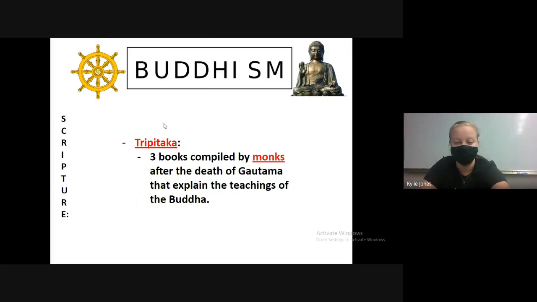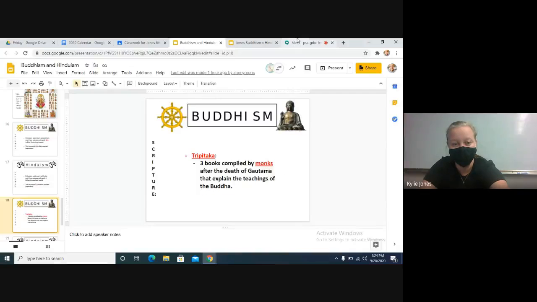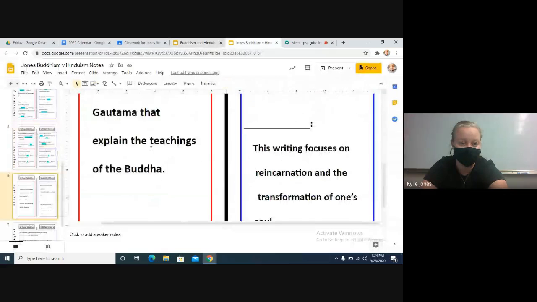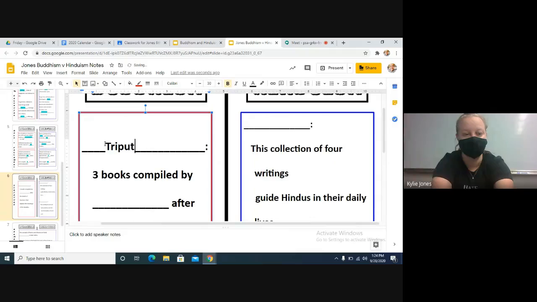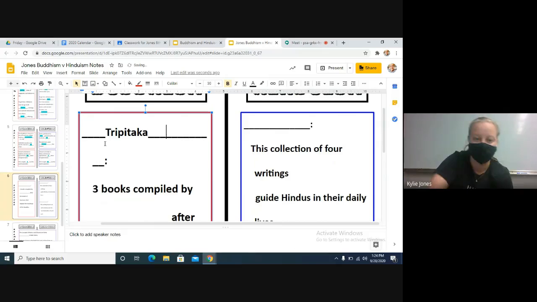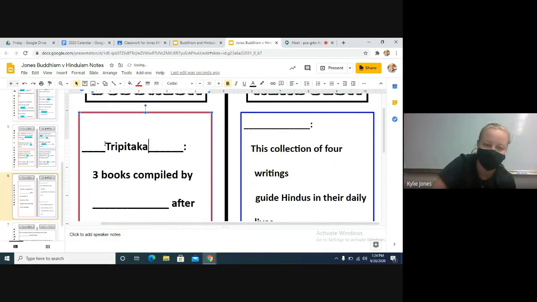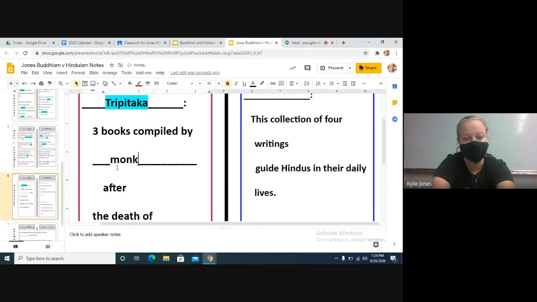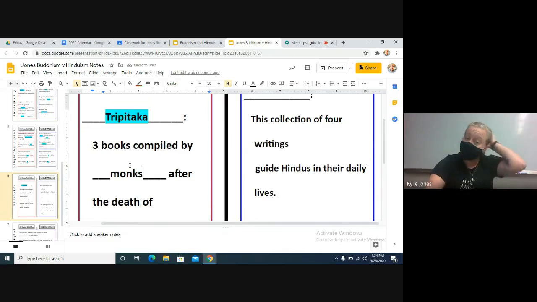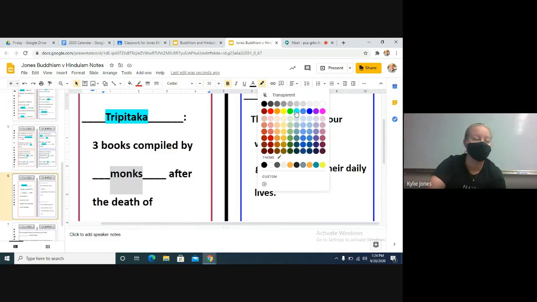Okay, so the Tripitaka is basically the book that they follow that teaches them their religion. Okay, and this was compiled by monks. So the monks wrote this and brought all of the teachings together so that they could be taught to other people that chose to follow the Buddhist religion. Yep.